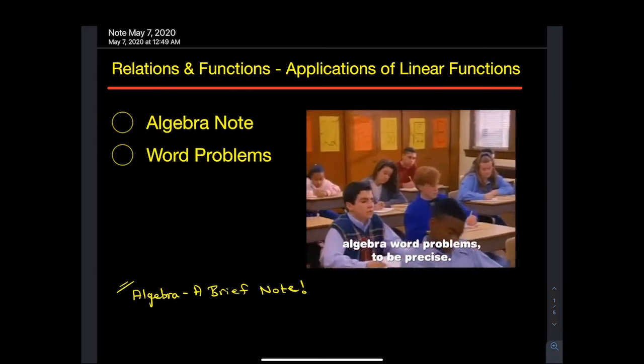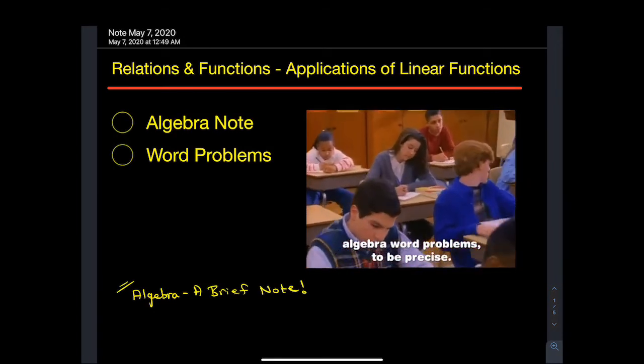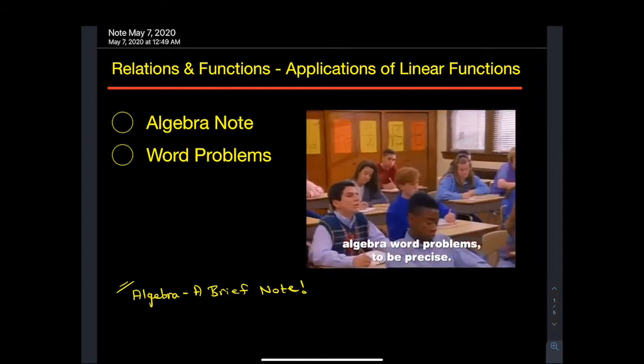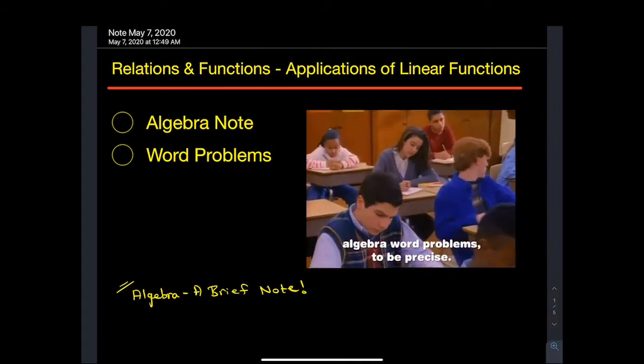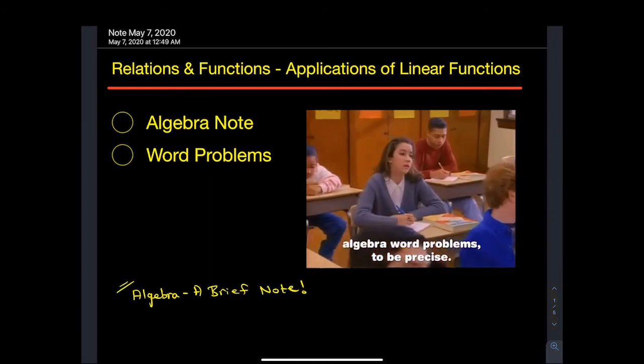Okay, so I just need to do a brief note on algebra, which I took for granted in the last lesson because I was assuming that you had probably a bit more knowledge than you actually do with respect to solving algebra questions and different relations. So I'm just going to talk about that just before we dig into the last part of this lesson.